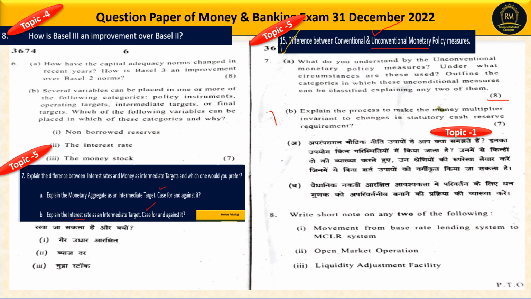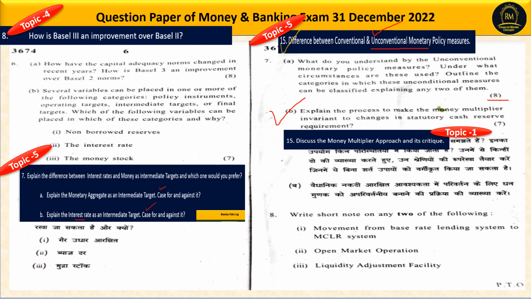Now coming to question number 7b: explain the process to make the money multiplier invariant to the change in the statutory cash reserve requirement. So for this, I have asked you to discuss the money multiplier approach and its critique from topic 1, and I have also made a video and explained this statement in that video on the money multiplier.